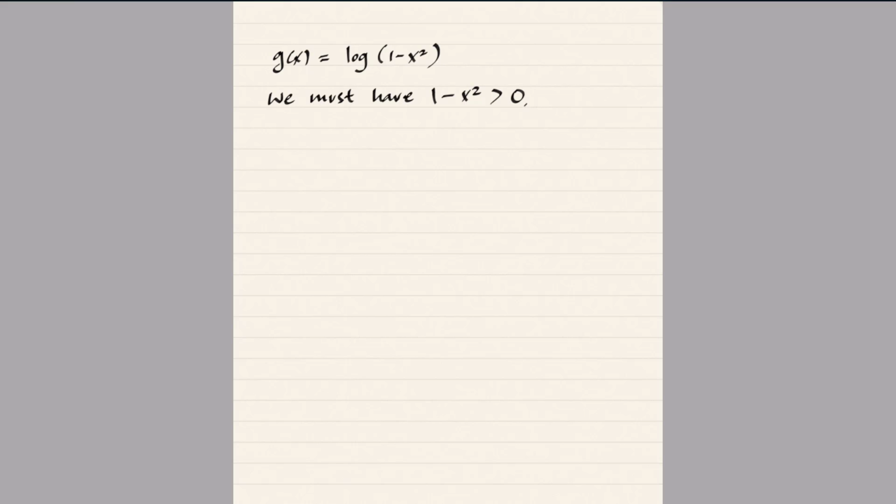For this function, we have to have the argument, which is the quantity 1 minus x squared, strictly greater than 0. And so as you've seen in a previous video, there's a couple of different ways of analyzing this. You can graph that particular function to get a little bit of insight using your graphing calculator. And by that, I mean not the whole log function, but rather just the argument, 1 minus x squared.